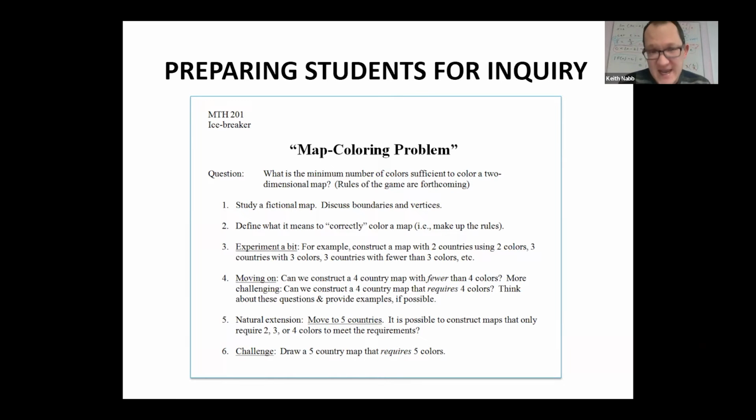If you look at the task here, you can see that there are things like talk about boundaries and vertices. In other words, I'm asking them to define these things. What does it mean to have a border? What does it mean to have a vertex? And number 2, what does it mean to color a map correctly? They can come up with these interesting definitions, and this is where the inquiry elements come in. We all agree as a class that if you have 2 countries that share a border, we want to color those differently. So they can come up with these definitions that make sense.